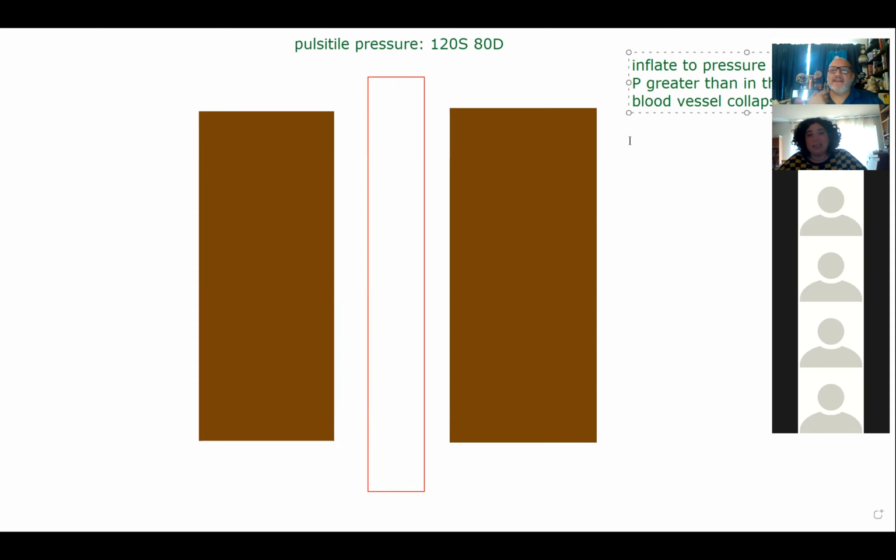And then you're right. They slowly start taking it down. 175. Whoops. 175. 170. 150. 140. 130. And then finally it gets down to like 118. At 118, or really at any pressure less than 120, what happens at this point?